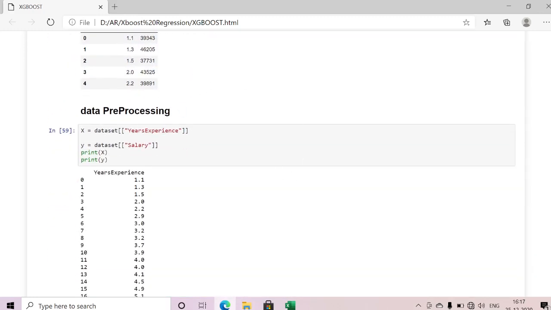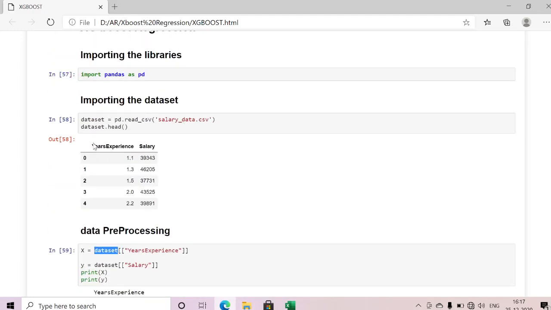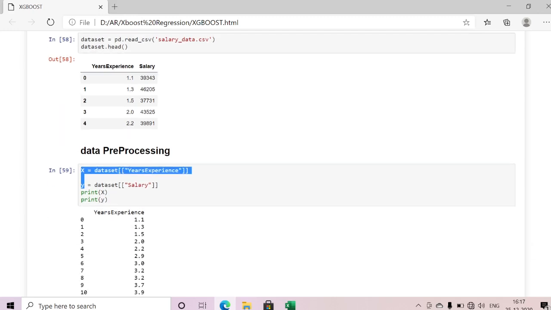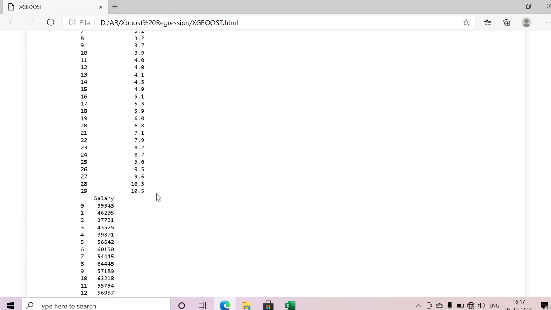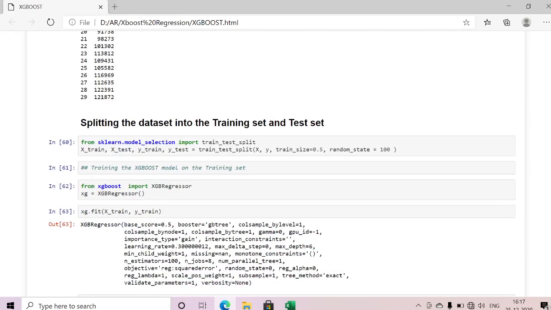Now we will mention what is my X and what is my Y in our data pre-processing. Here I am filtering from this object only years of experience. One column I am mentioning as X, and salary is my Y. I am printing my X and my Y. Years of experience, 0 to 29, 30 records. Similarly salary. Now we have the X and Y.